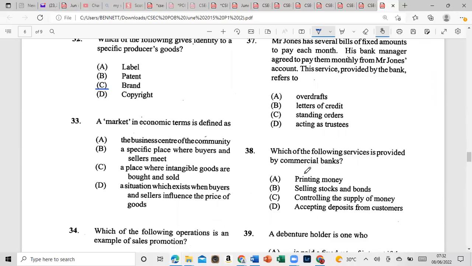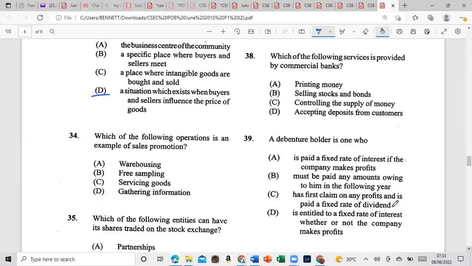All right, 33. A market in economic terms is defined as A, the business center of the community, B, a specific place where buyers and sellers meet, C, a place where intangible goods are bought and sold, or D, a situation which exists when buyers and sellers influence the price of goods. And that would be D, a situation which exists when buyers and sellers influence the price of goods. Let's move on to 34.